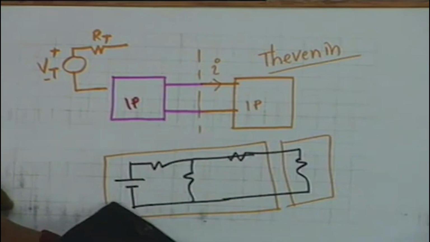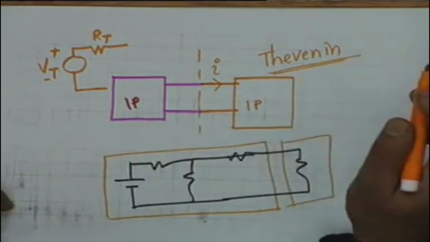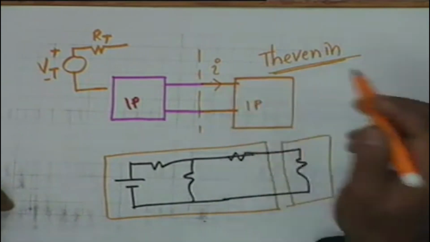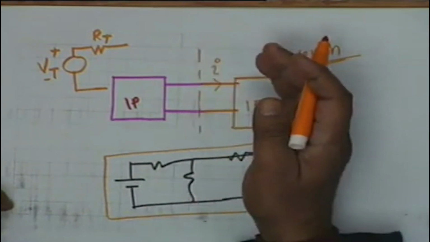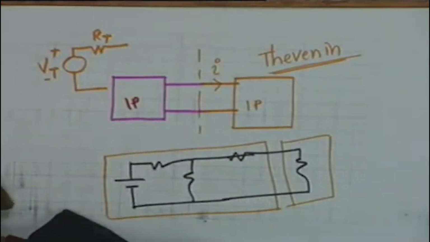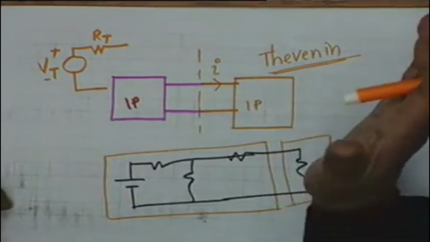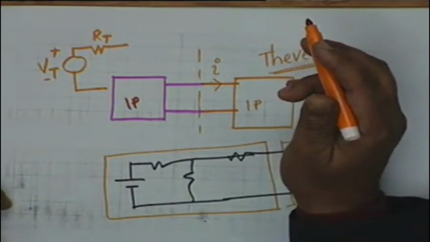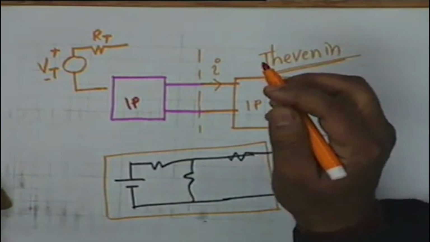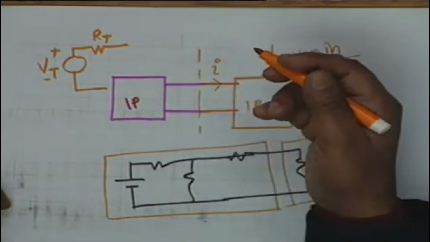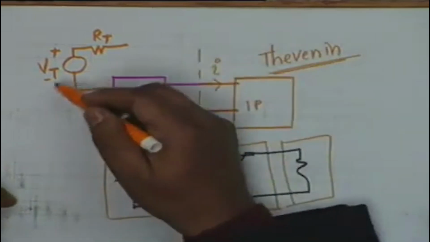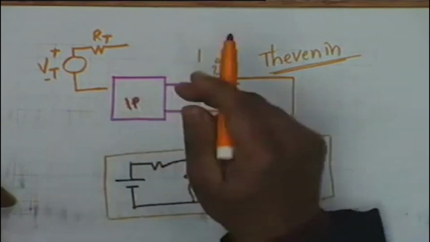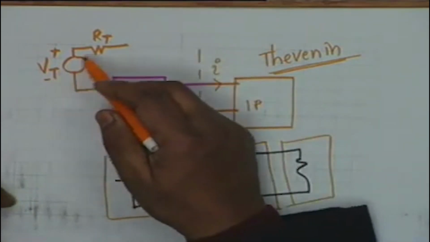Let me state this formally. Thevenin's theorem states that in so far as the load current is concerned, one of them can be considered as the load, the other can be considered as the driver, and Thevenin says in so far as the load current is concerned, an arbitrary one port can be replaced by an equivalent voltage source in series with an equivalent resistance. The subscripts T should be clear. T stands for Thevenin. The question is, what is VT and what is RT?